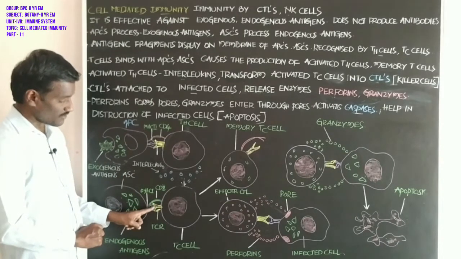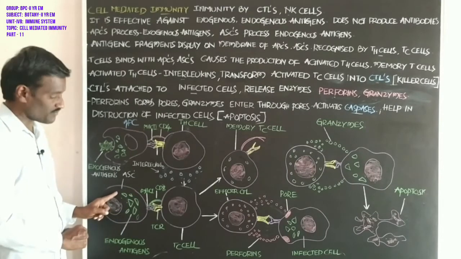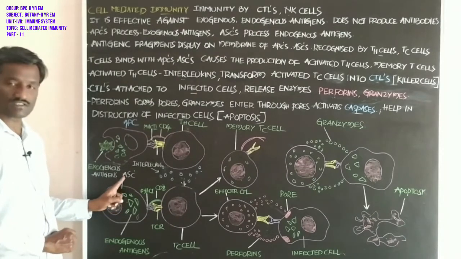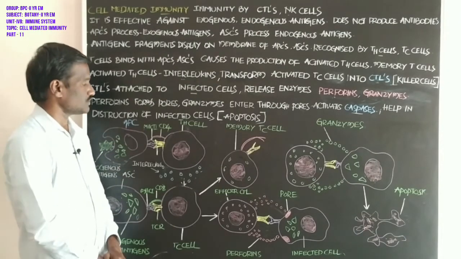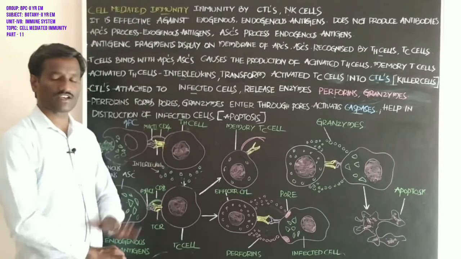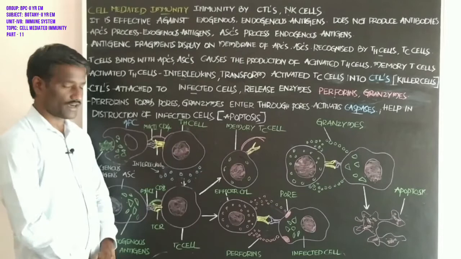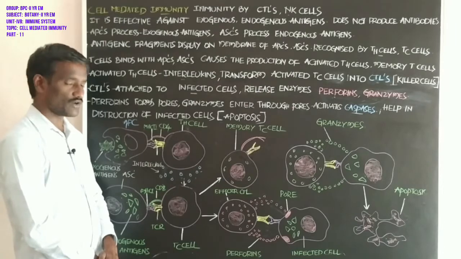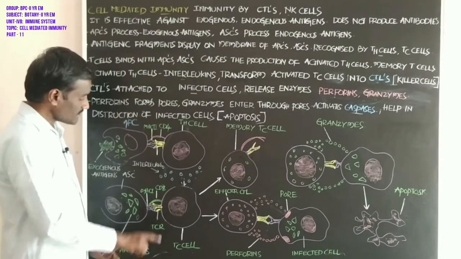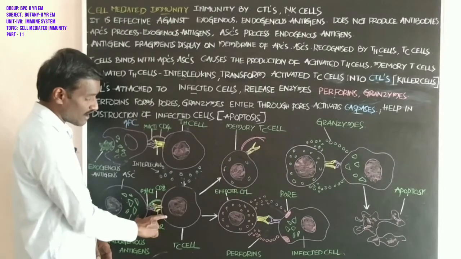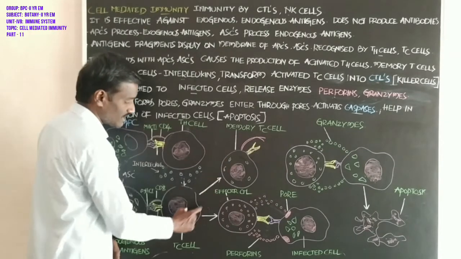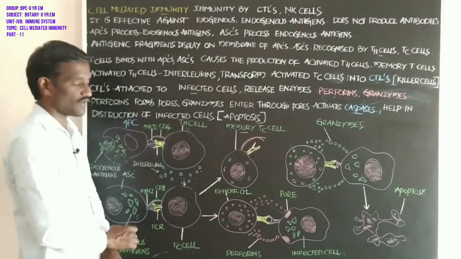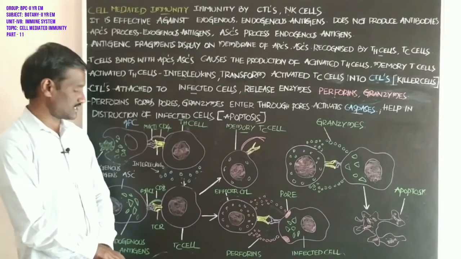This antigenic fragment, presented by the altered self cell, is recognized by the TC cell. The TC cell binds with the altered self cell, and the T helper cell is activated. The T helper cell produces and secretes interleukins into the plasma of the blood. These interleukins stimulate the TC cell into two types of cells: one is the memory TC cell and the second one is the effector cytotoxic T lymphocytes.